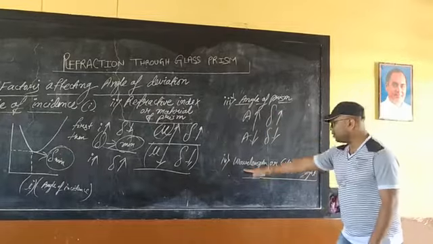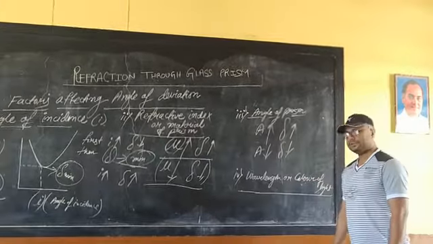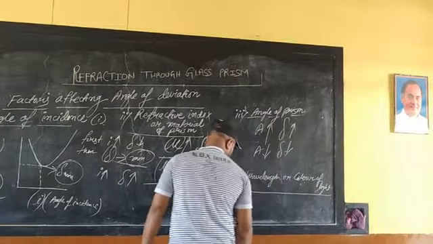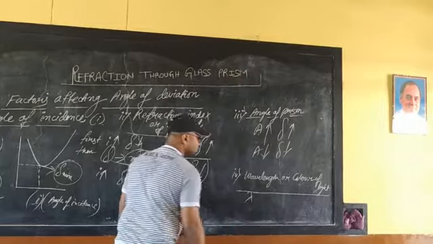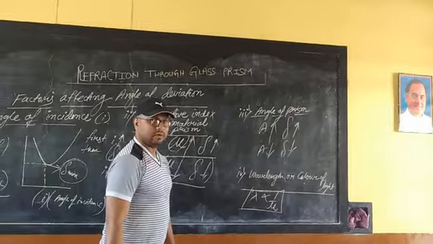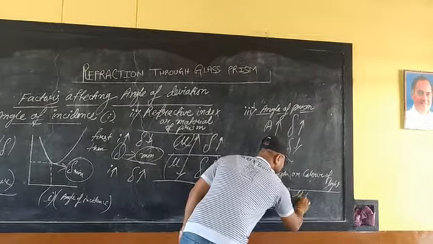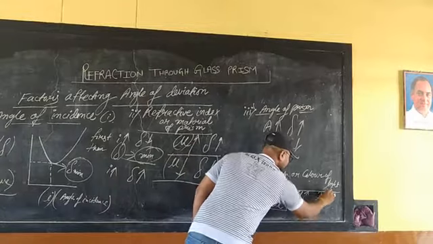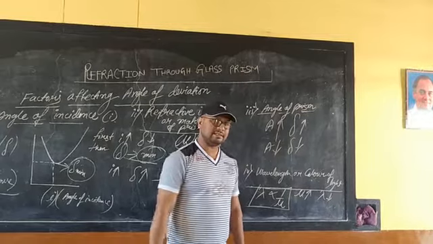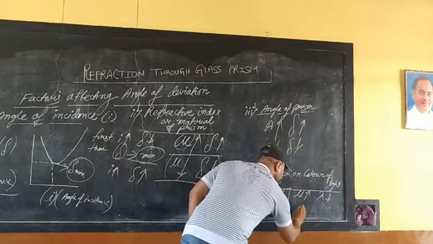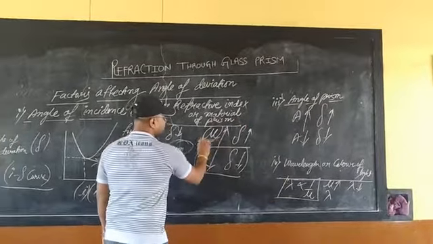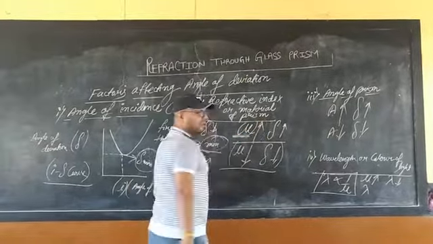Fourth and last point, students, wavelength and color of light. As we have discussed earlier, wavelength is inversely proportional to the refractive index. Okay? So if refractive index increases, then wavelength decreases. And if wavelength decreases, then what happens? The speed of light also decreases. Correct? So it is having a direct relationship: refractive index increases, then angle of deviation increases.